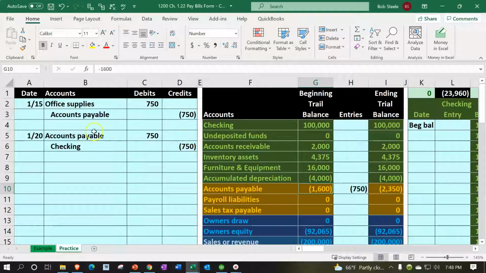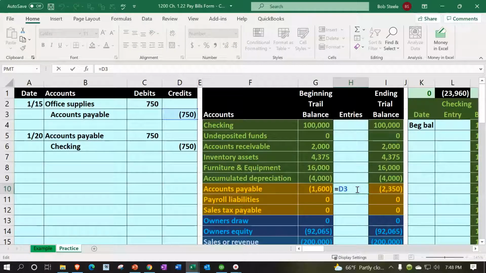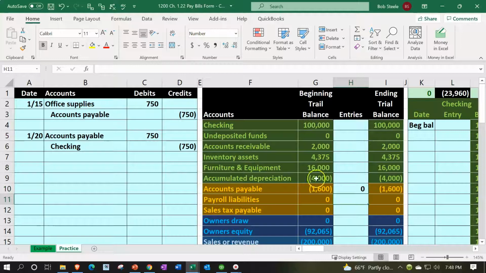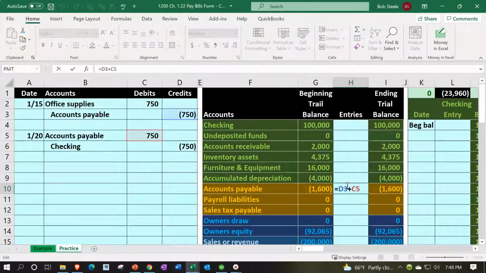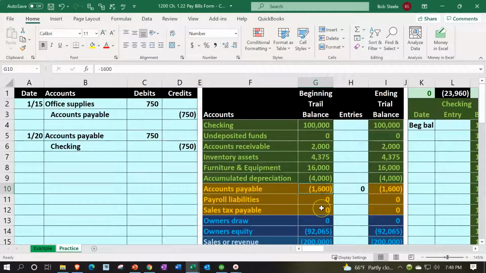So now let's record it out. We're going to say let's record the accounts payable. So there's something in it already here. So I'm going to double click on it, go to the end of it, say plus, and then point to that $750 in accounts payable in our transaction. That brings the transactions back down to 0, netting out the 2. That brings that 1,600 back to 1,600.